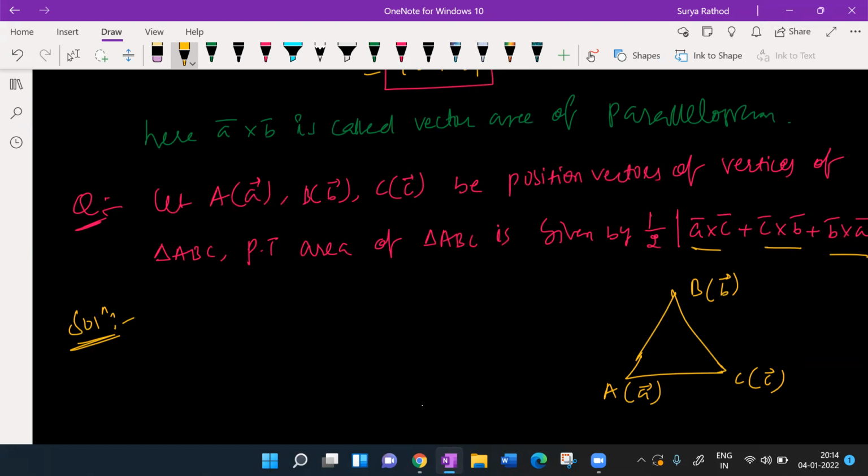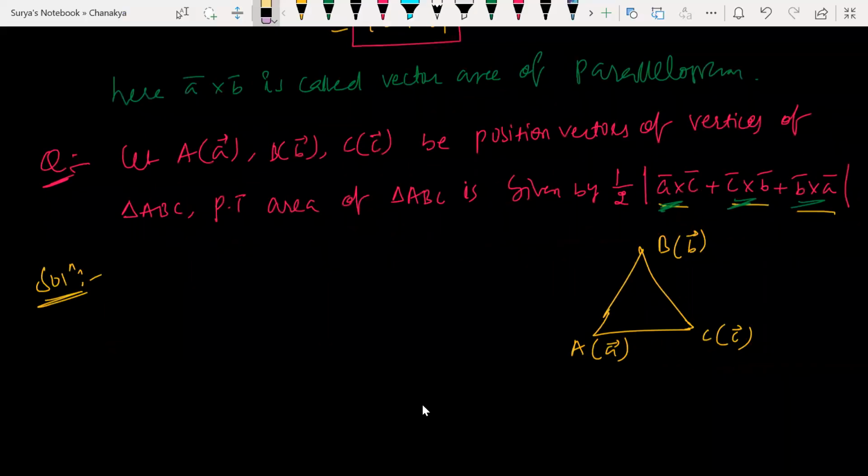As in the area of the parallelogram, I have taken adjacent sides. A similar thing you have to take care of here. Look, in the area of the parallelogram, this is talking about a cross c, c cross b, and b cross a. So here we are always taking adjacent sides. The same thing I have taken in the area of the parallelogram as well. You can move in that way by taking adjacent sides. Look at this.